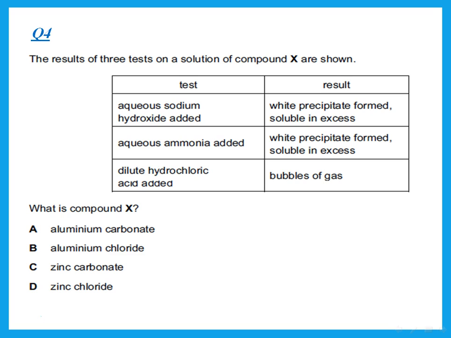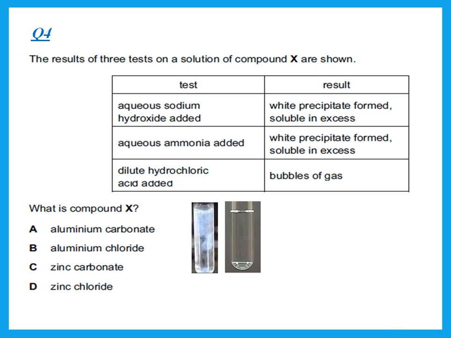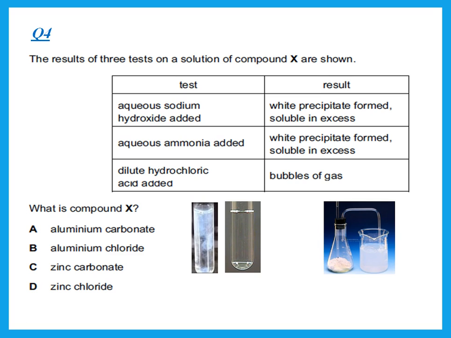The results of 3 tests on a solution of compound X are shown. What is compound X? Okay, he added sodium hydroxide and got a white precipitate soluble in excess. He added aqueous ammonia and he got white precipitate soluble in excess. He added hydrochloric acid and he got bubbles of gas. Now, first, which one gives white precipitate soluble in excess with both sodium hydroxide and ammonia?